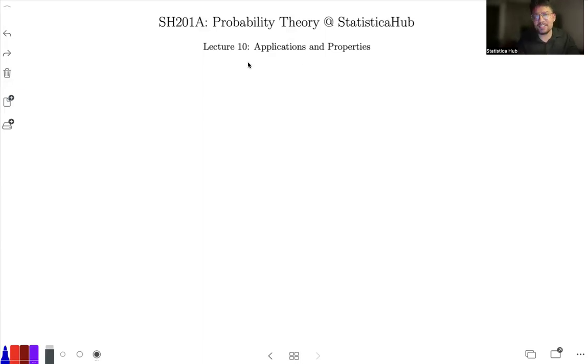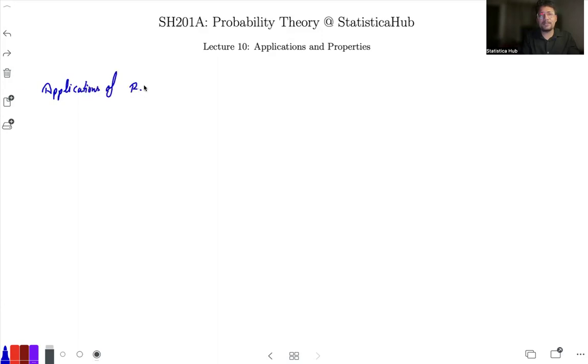So this will be a very basic course and this will be a very short lecture. This is just about applications and some properties of whatever we just covered in module number 2 about random variables. Okay, so what is the application of random variables? Why do we need random variables? So if I go for application of random variable.